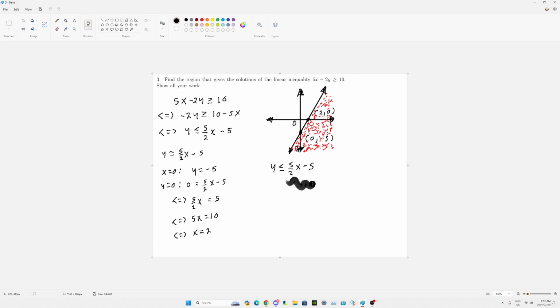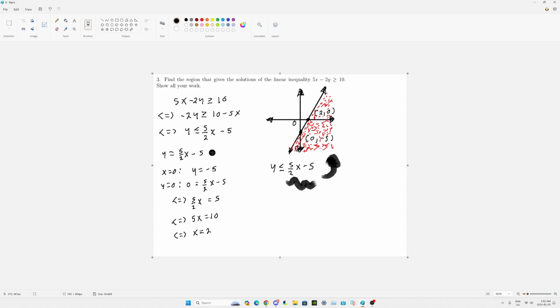Right, so this is going to create this line here. So if we were to graph the line, everything below that line or equal to it is going to satisfy this condition, 5x minus 2y greater than or equal to 10, because we derived it from this. Again, since we have negative 2y greater than or equal to 10 minus 5x, if we get rid of the negative on that side, we're going to have to flip the inequality. Remember that.